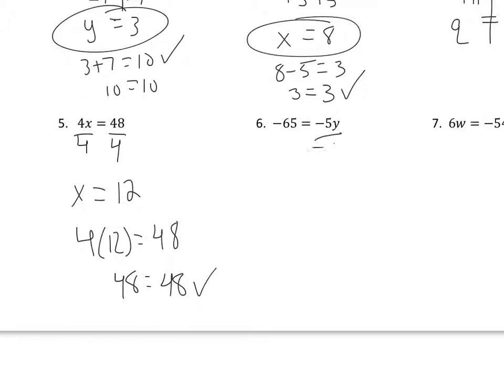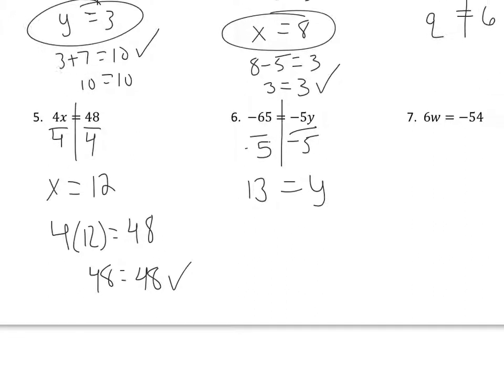Here, divide by negative 5. So you get y equals, and again, if you need to, this helps often. You'll see more when we get into larger problems. And then, so negative 65 divided by negative 5. So you get a negative divided by negative is positive. That's 13. Okay? Let's keep going.